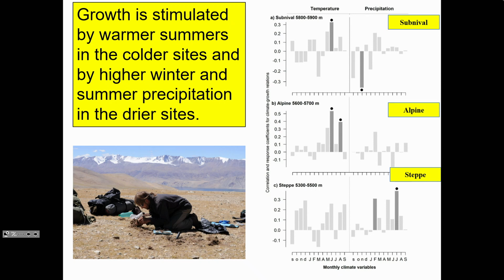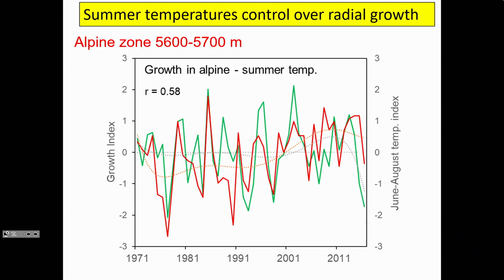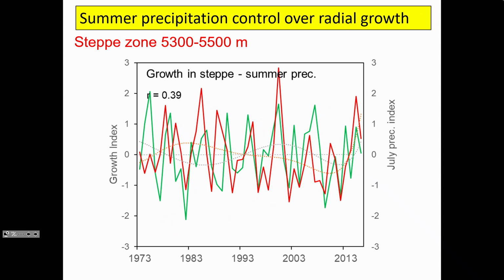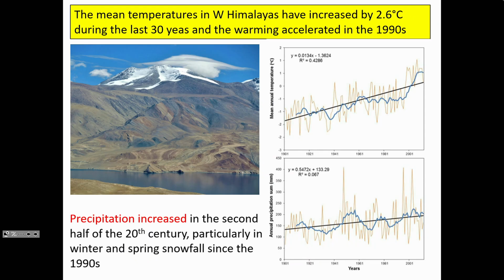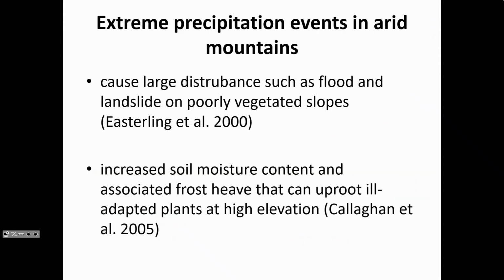So something similar that we see at the regional scale using remote sensing technique, we can derive from the tiny plants. The size of the roots of Potentilla pamirica is like this, and you can count up to 80 rings. So strong control, good correlation, good match between summer temperature and radial growth in the alpine zone, for precipitation in the steppe zone. I'm not going into details.